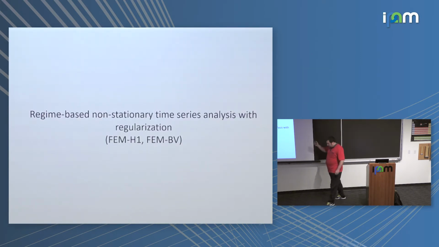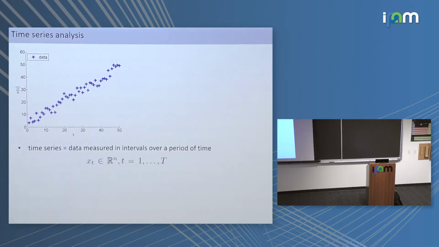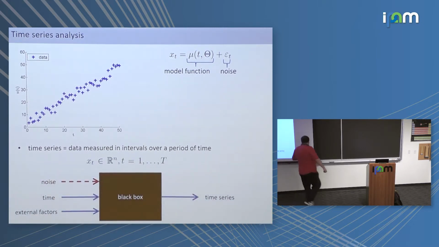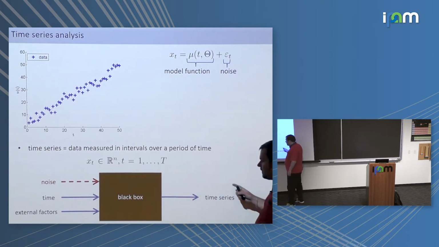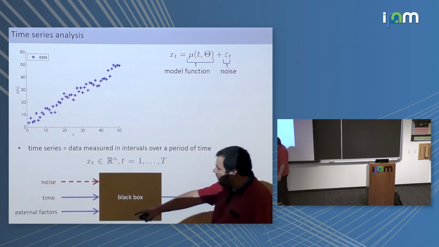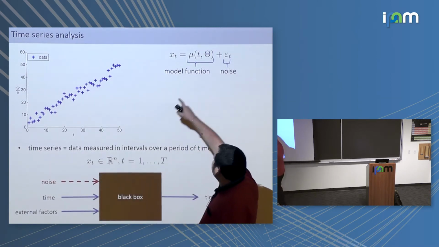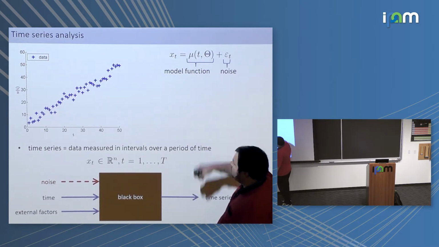So, the first topic. Let's say that this is a time series, data measured in time, one-dimensional. What can we do with it? Usually in modeling, we are trying to understand what is inside the black box which has generated this data. However, there is also some noise. So typically we assume that there exists some model function which describes the process of generating this data, plus some noise.